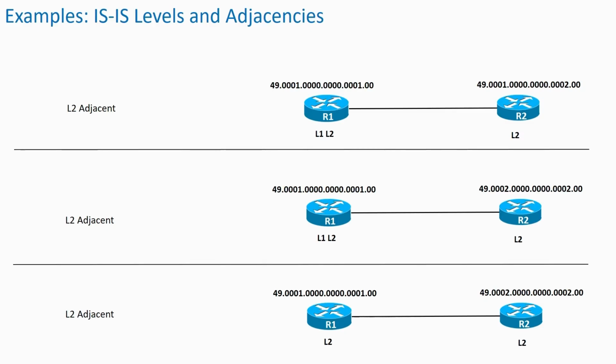In the third and last example, router R1 is L2 capable and router R2 is also L2 capable, but they are in different areas. But still, both routers will form L2 adjacencies because the routers do not need to be in the same area to form L2 adjacency.